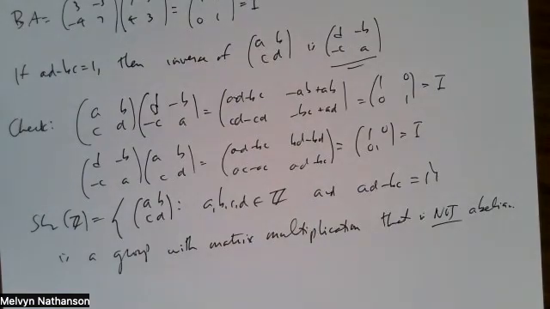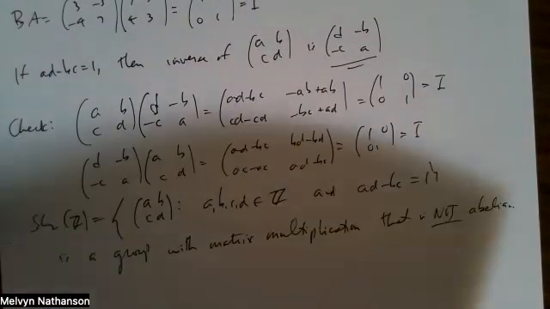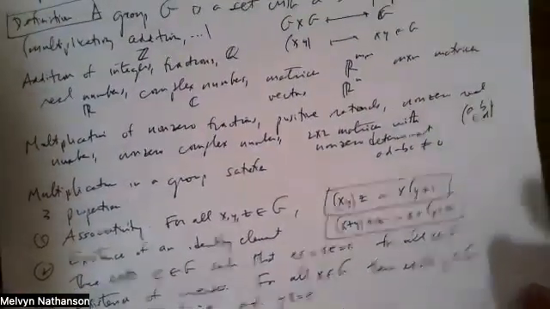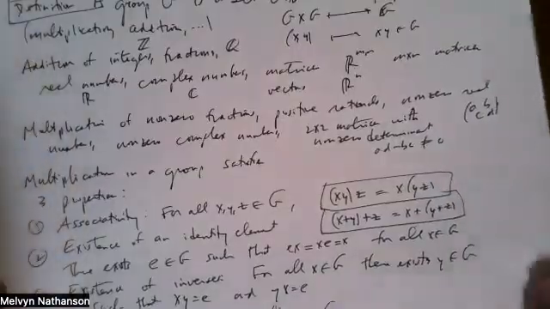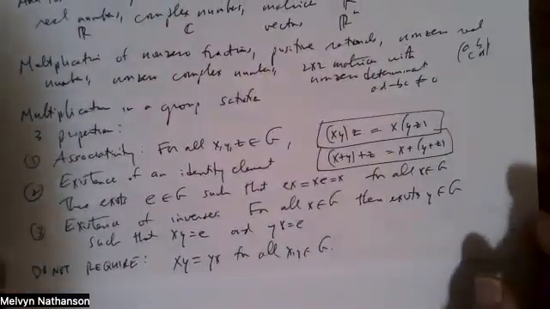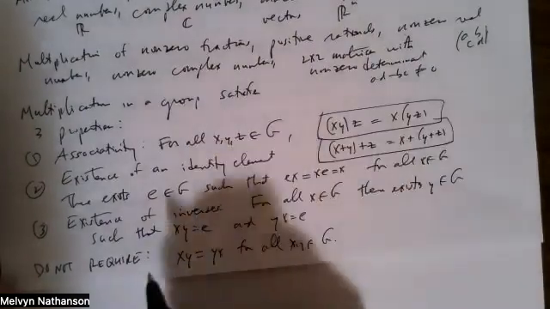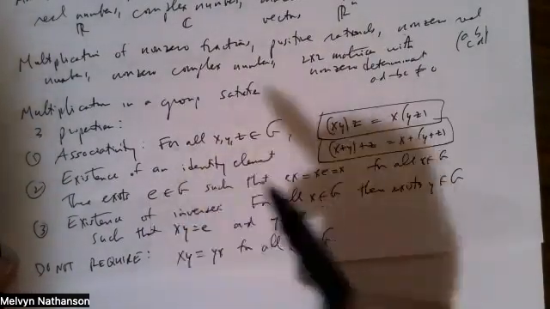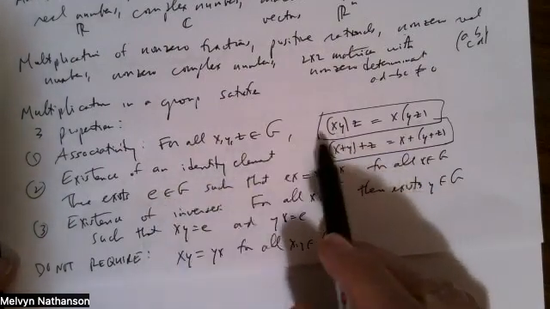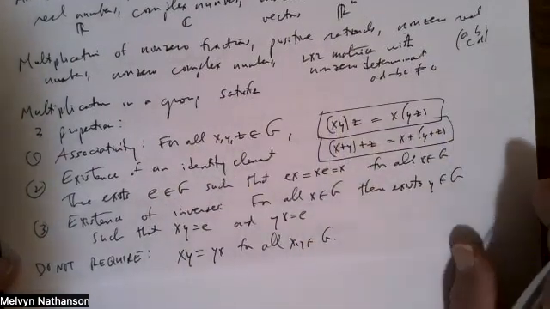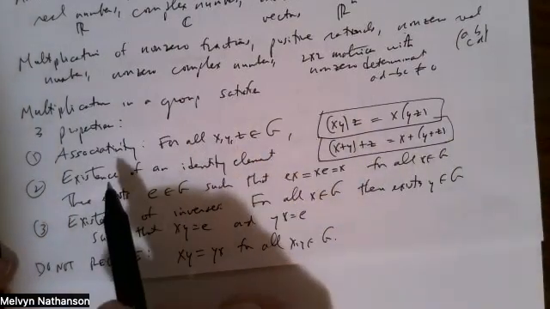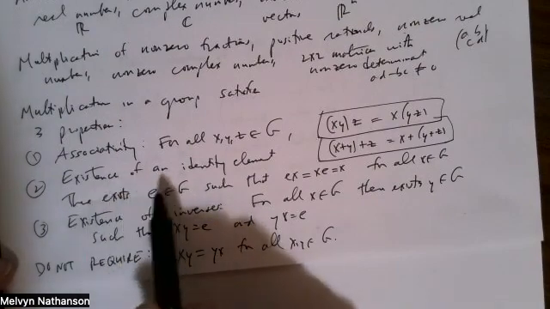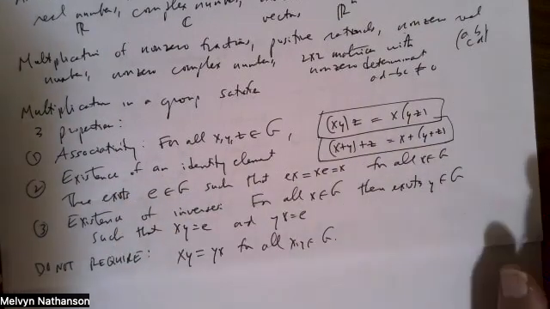So again, let me write down the definition, or show you again the definition of a group. In a group, you have a binary operation, sometimes written multiplication, sometimes written addition, sometimes just written by the juxtaposition of the symbols. And you have three properties satisfied. It's associative, there's an identity element, and every element has an inverse.